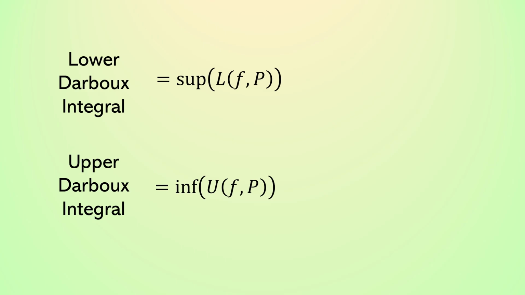Therefore, to find the lower Darboux integral, you just have to find the supremum of the lower Darboux sum. In other words, as I just said, the highest lower bound possible. And to find the upper Darboux integral, we're going to find the infimum of the upper Darboux sum. In other words, the lowest upper bound we can find.